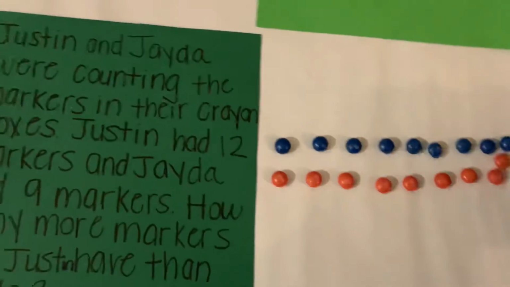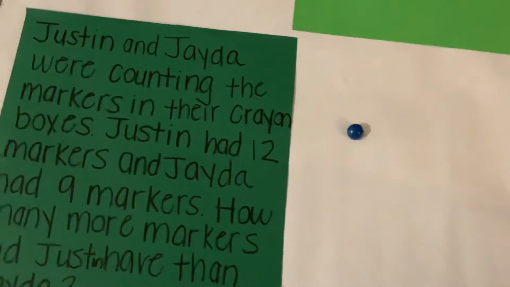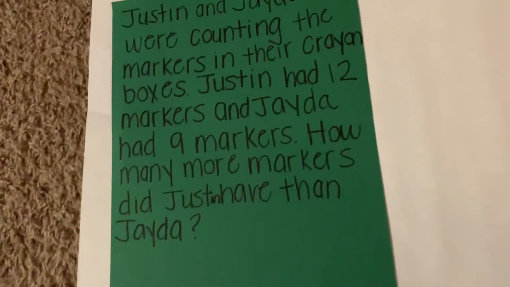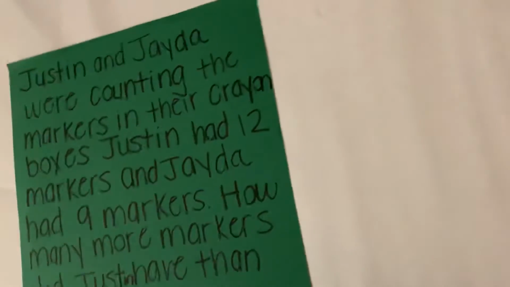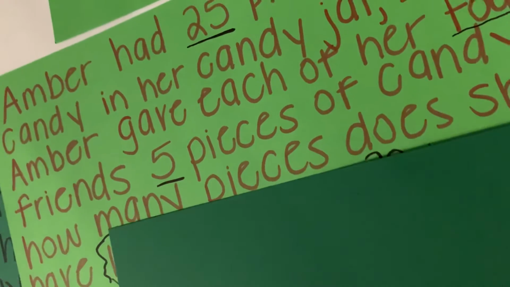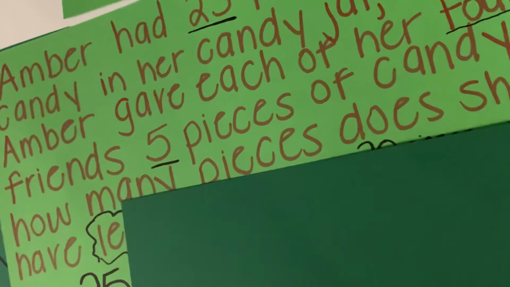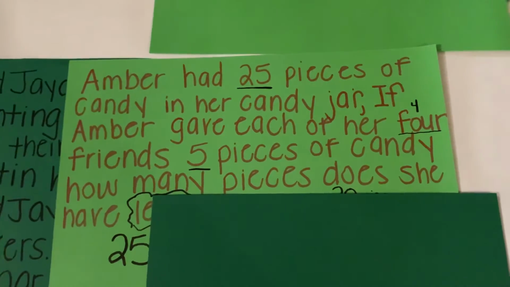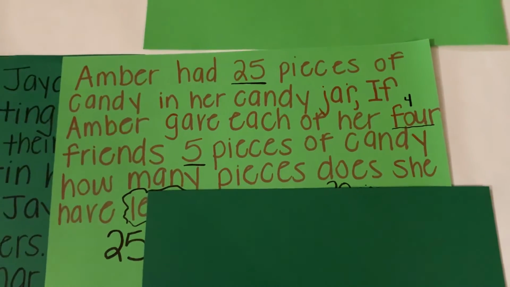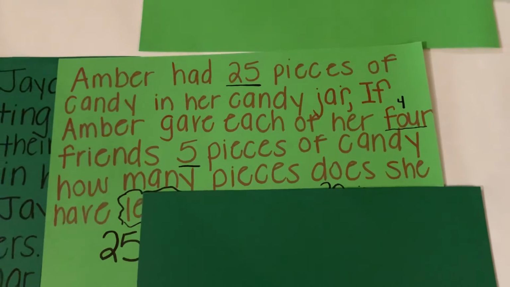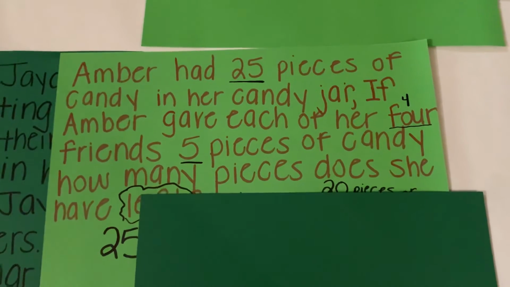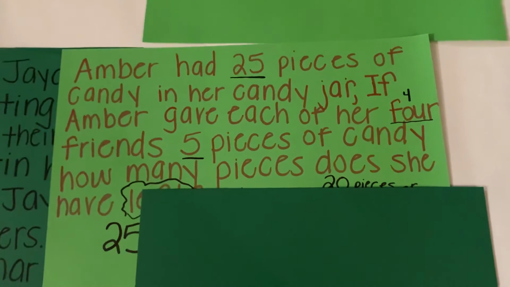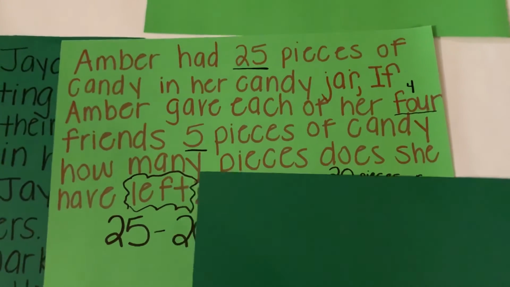Good job, guys. So our last word problem. So we're gonna see what Amber and her friends are up to with the candy. How about that? Okay, it says Amber has 25 pieces of candy in her candy jar. If Amber gives each of her 4 friends 5 pieces of candy, how many pieces does she have left?